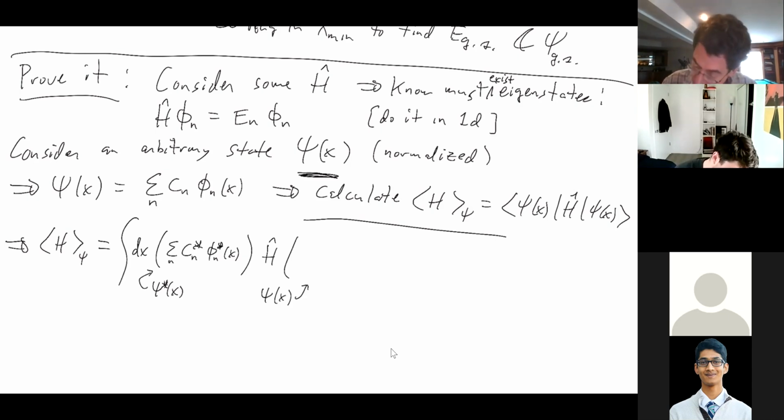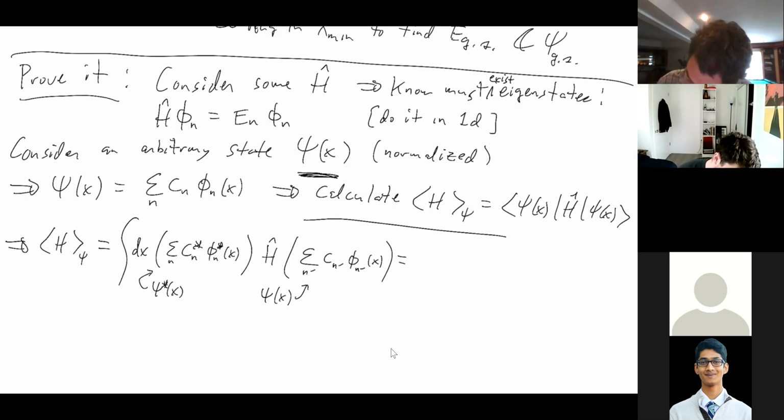But now I'm going to plug in the expansion. But you know the math trick: when you have multiple expansions in an integral, you have to give them different indices. You guys know that trick. So I have to give that one n prime. So this is C_n prime phi_n prime of x. Okay, so that's it. And so now let's just crank through it.